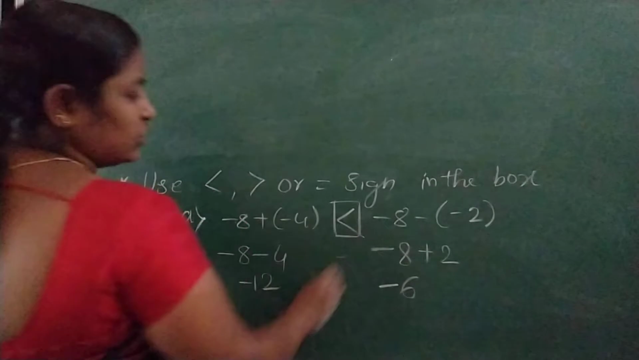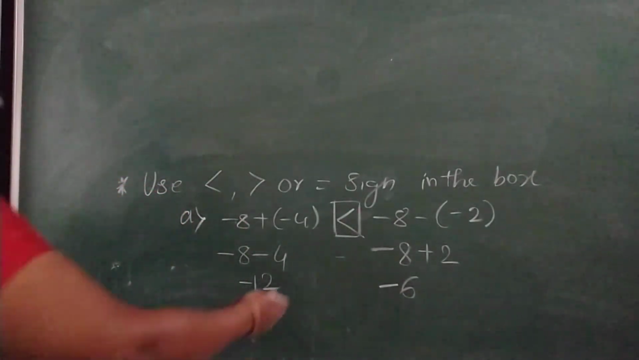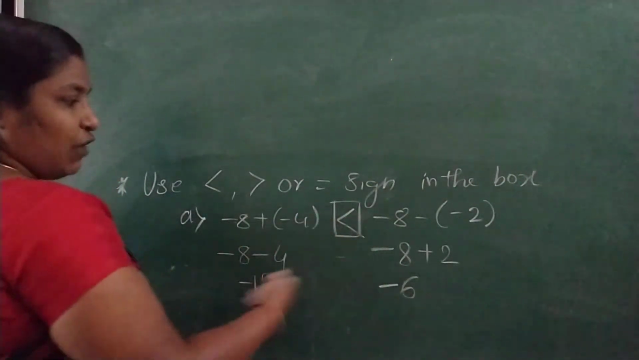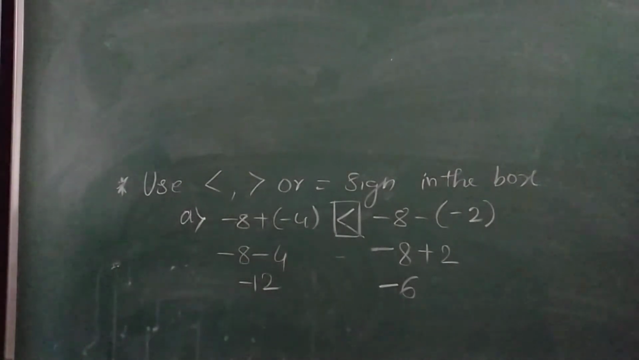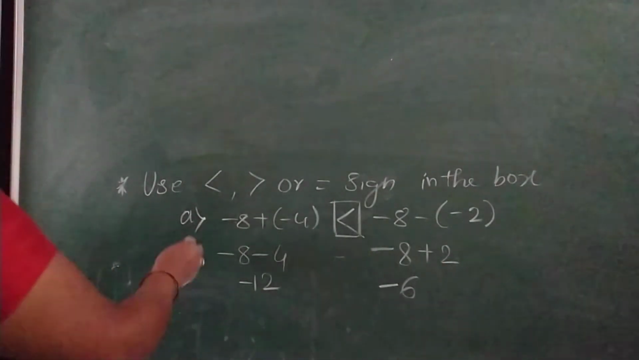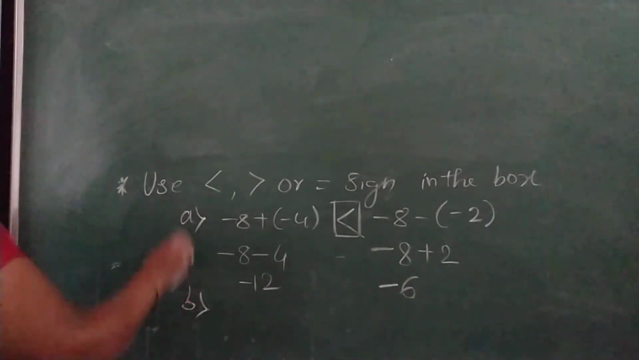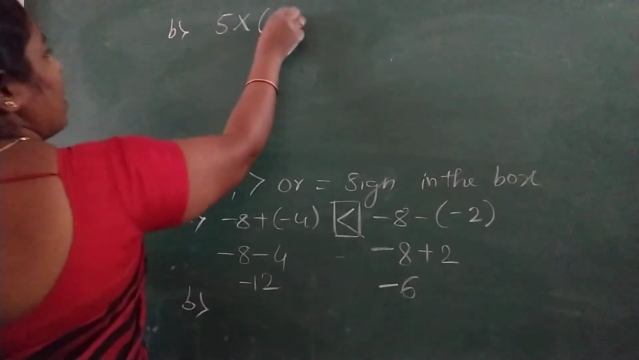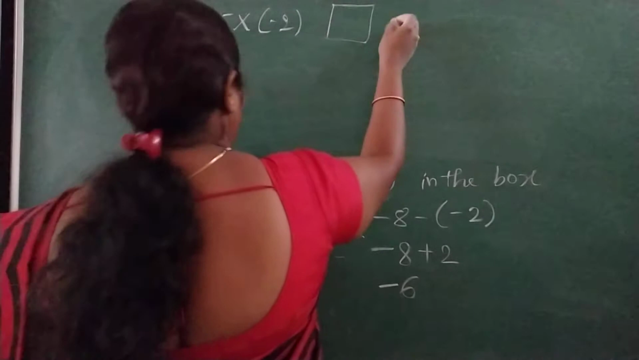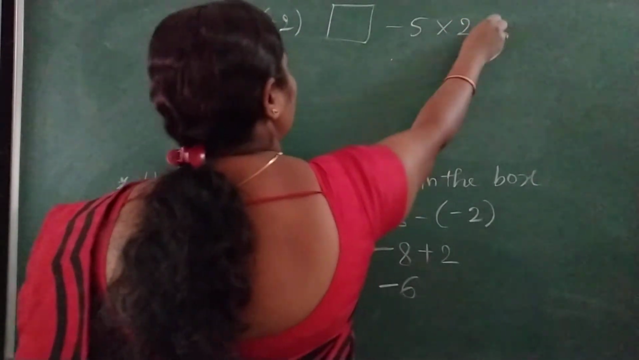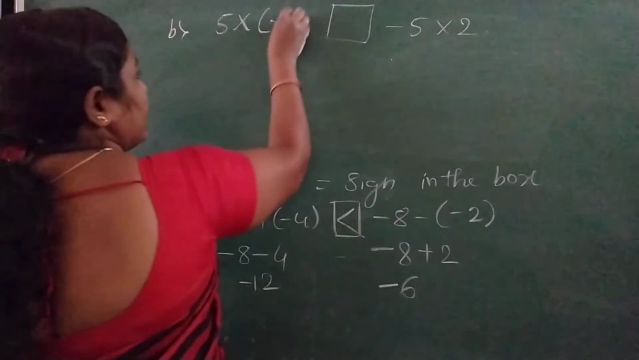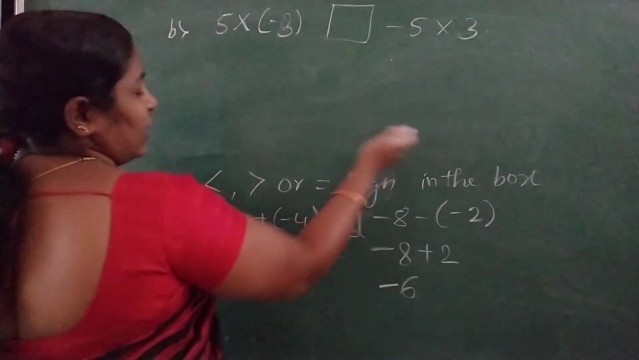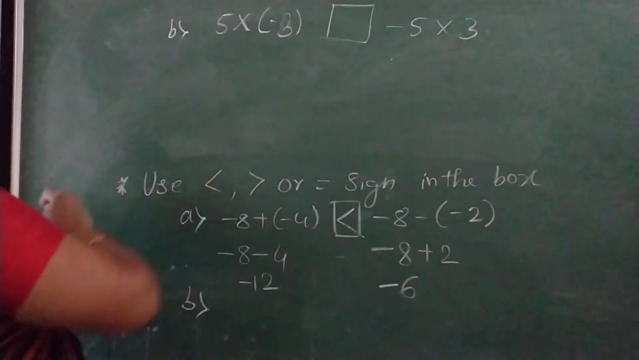So you should put the symbol. You can do this calculation in rough, or whatever I have done now, like this only you have to do. Then it is an accurate answer. Here again you will get one more B, that I will write up. B, 5 into minus 3, and minus 5 into 3. Simplify this and take the answers, then compare and put the signs.